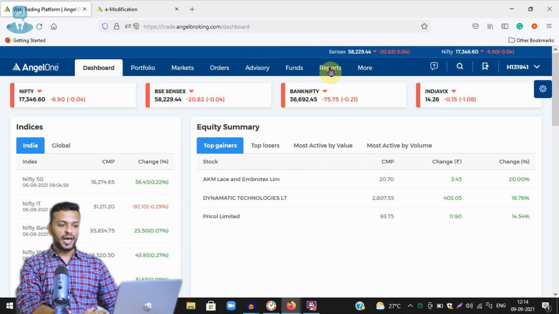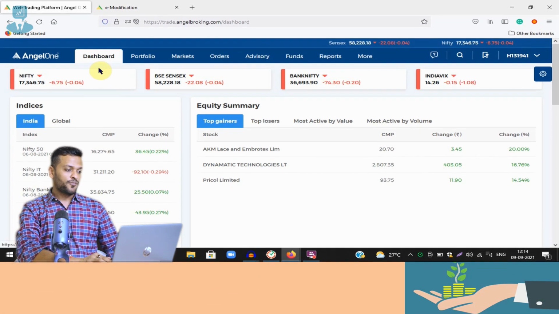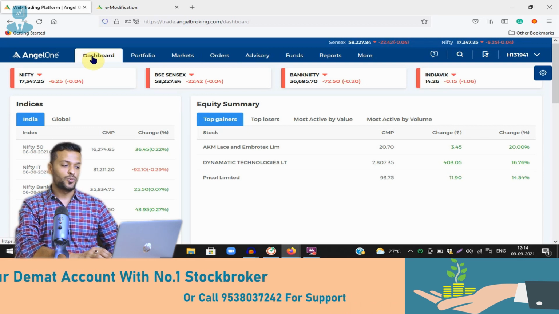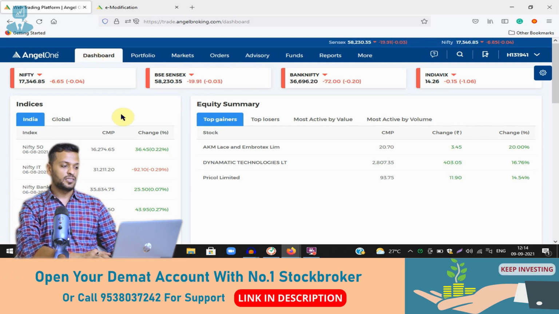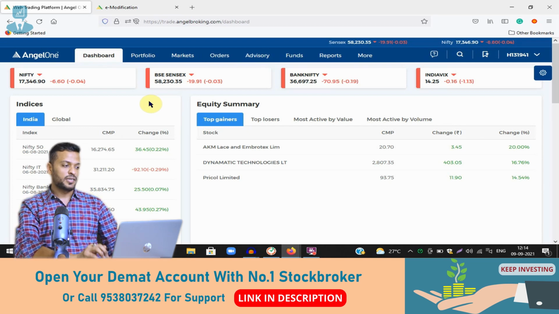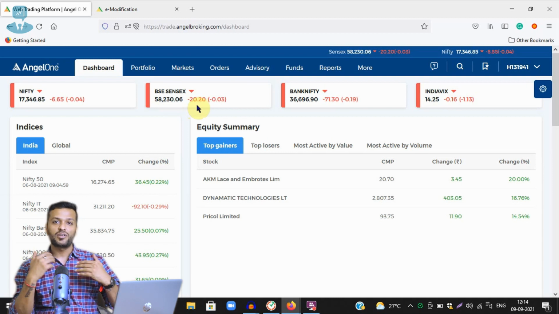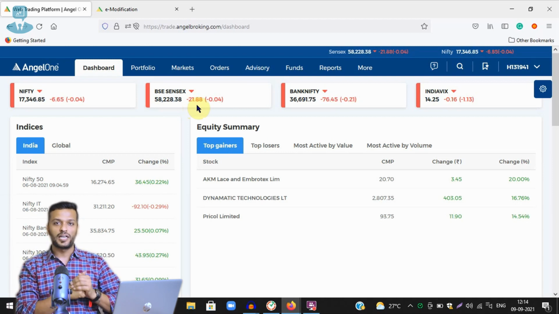Now there are 7 to 8 tabs. I'll be trying to explain each and every one of them. The first tab is called the dashboard. In the dashboard, what happens is it basically shows you all the important indexes which are in the market right now, like the Nifty index, BSE Sensex, Bank Nifty, India VIX. These are the important indexes and you can change how the dashboard looks if you want.